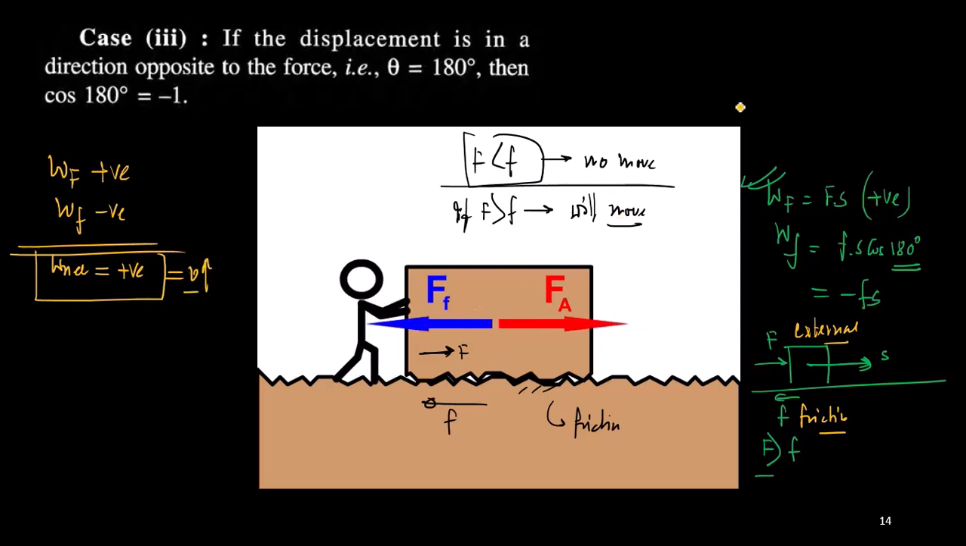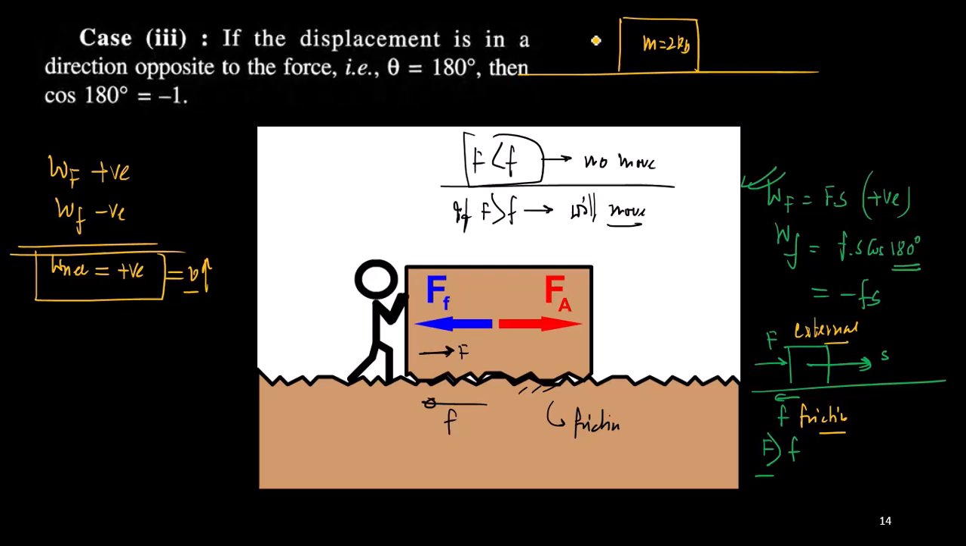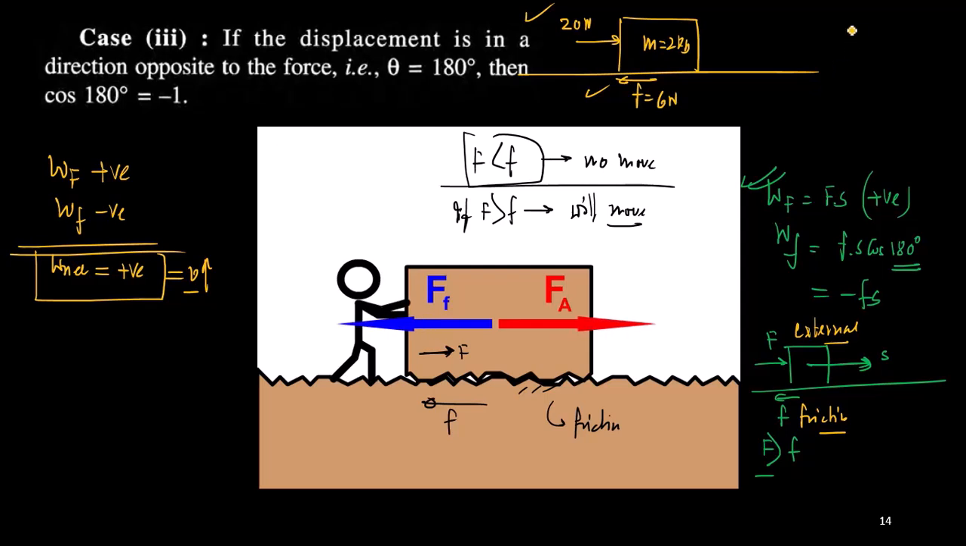Then let us say on this block, I am doing the same calculation. Let us say mass is 2 kg. We applied a force of 20 Newton, that is the external force. Let us say friction acting over here is 6 Newton. You are asked to calculate the work done by this capital F and by this small f in 2 seconds. First of all, you have to understand that the body is moving, because 20 is greater than 6.